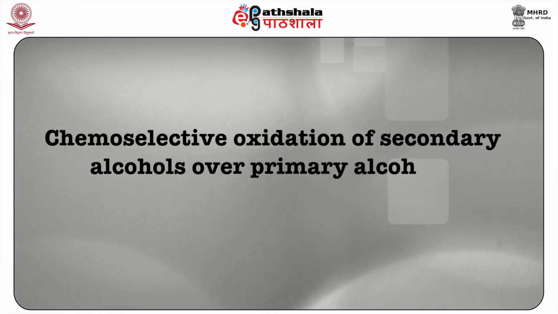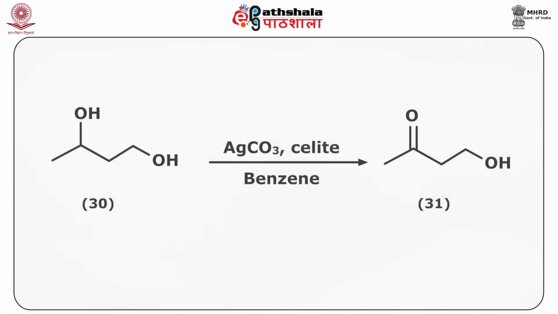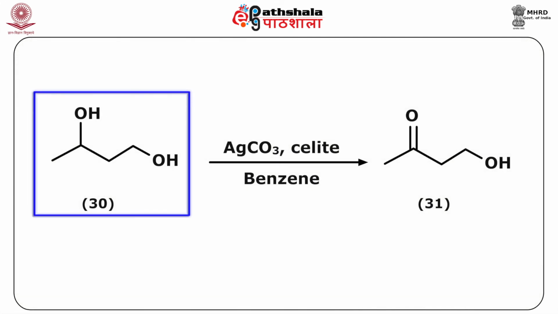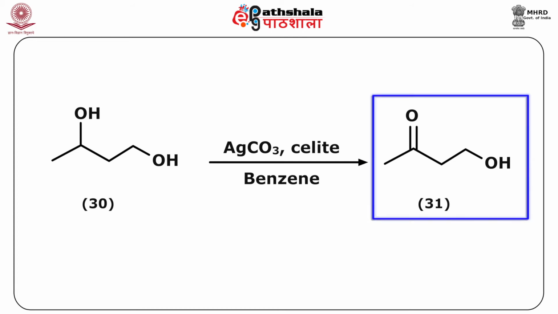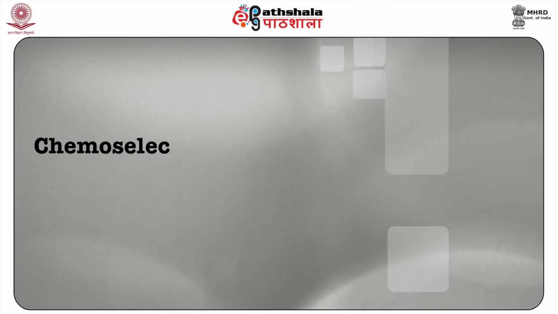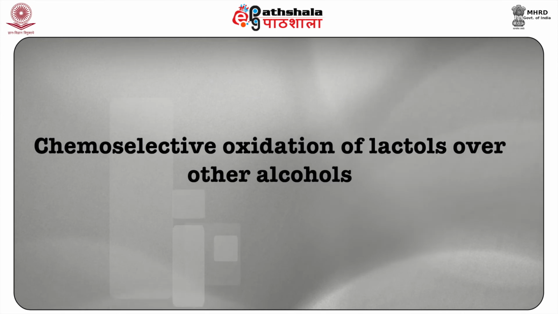Chemoselective oxidation of the secondary alcohols over the primary alcohols. Oxidation of butane 1,3-diol in the presence of silver carbonate and Celite selectively oxidizes the secondary alcohol over the primary alcohol and gives 4-hydroxybutan-2-one.